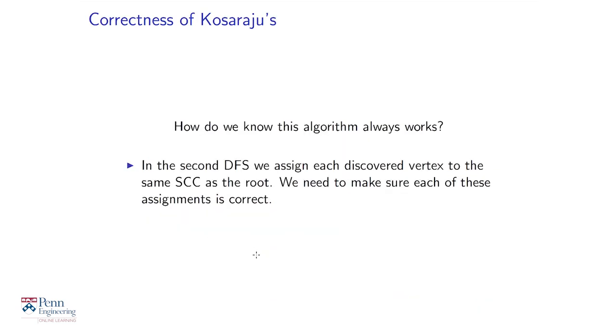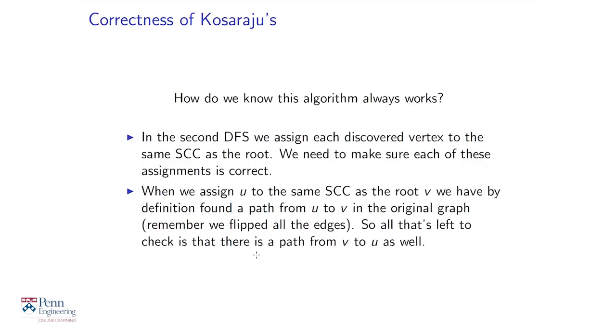So in the second DFS, we assign each discovered vertex to the same strongly connected component as the root of the DFS search. We need to make sure that each of these assignments is correct. When we assign the vertex u to the same strongly connected component as the root v, we have by definition found a path from u to v in the original graph. What this is saying is that we found a path from v to u in the transpose graph, which corresponds to a path from u to v in the original graph. So all we need to check is that there's a path from v to u as well.